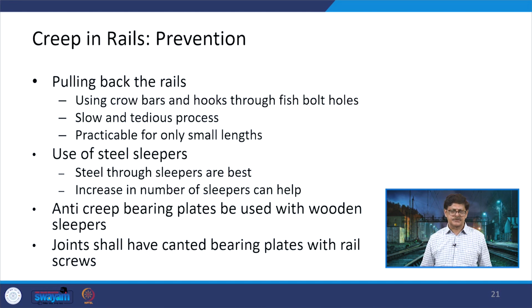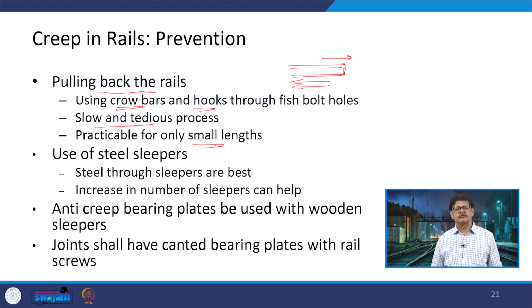Now what are the preventions? Pulling back the rails. If at any location the rail has moved forward, then let us try to pull it back to its normal position. And for that we can use the crowbars and hooks which are put in the fish bolts area. So bolts will be taken out, then these will be pushed and we will try to push it back. So it is a very slow movement, it will take a lot of time and it is very difficult also, but can be done only for those areas where the creep has occurred in a small length.